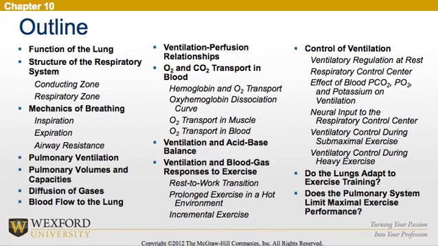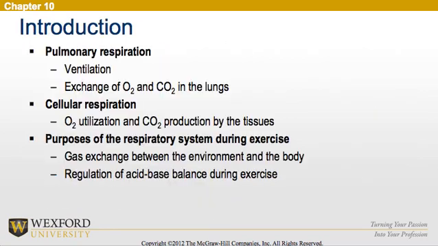For those of you taking notes, here is an outline focusing on the major concepts in Chapter 10. Starting with an introduction, we have pulmonary respiration, which involves ventilation and the exchange of oxygen and carbon dioxide in the lungs. There's also cellular respiration, where oxygen utilization and carbon dioxide production take place in the tissues. The purpose of the respiratory system during exercise is gas exchange between the environment and the body and regulation of the acid-base balance during exercise.